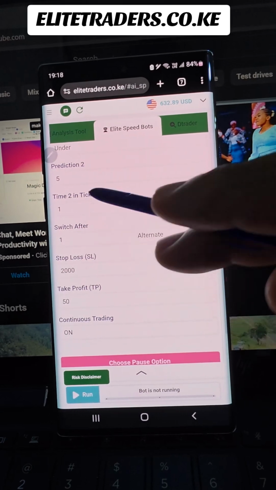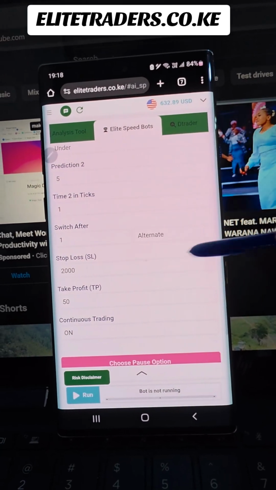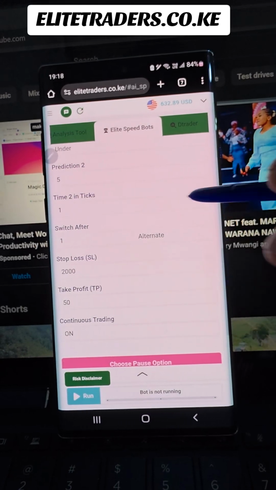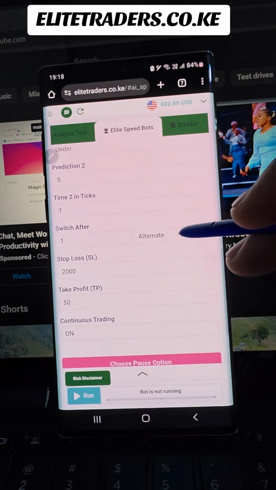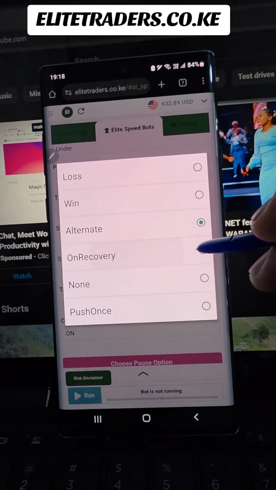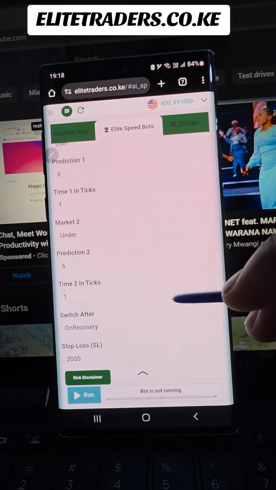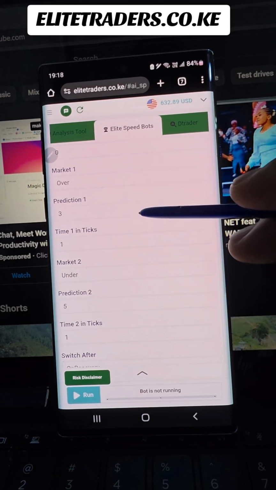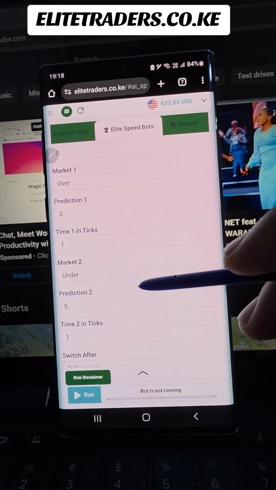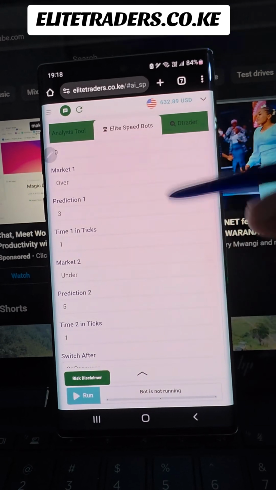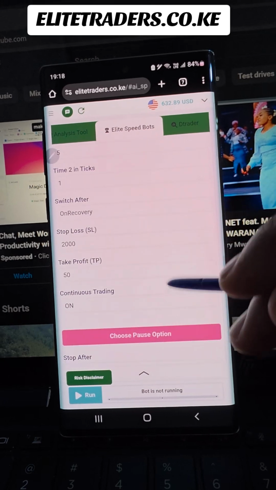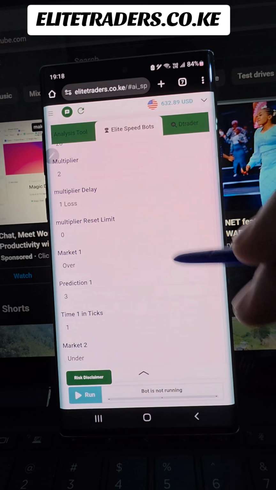Then how will market 1 and market 2 interact? That's where the switch after condition comes in. You just need to click here and select recovery. What this means is that we'll be trading market 1, which is over 3. The moment we hit a loss, we switch to under 5. Once we make a recovery, we switch back to over 3. So by default, you'll be trading over 3, and we'll only be switching to under 5 for recovery.